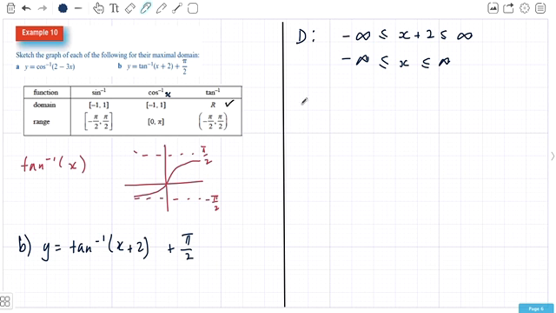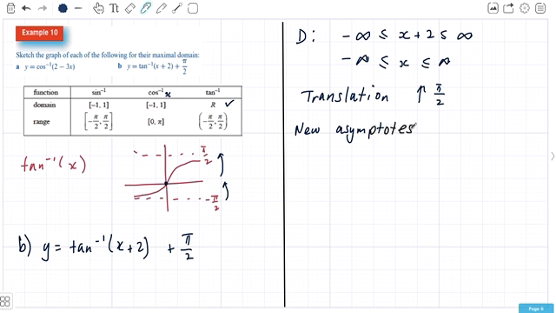We do have a translation though. We have a translation which is positive pi on 2 going up. What that's going to do is move everything up, and it will move this as well. Think of this as a kind of center point. So we're going to have our new asymptotes at 2 places now. One will be at y equals 0, so horizontal, and the other one will be at y equals pi, because you've moved everything up pi on 2.